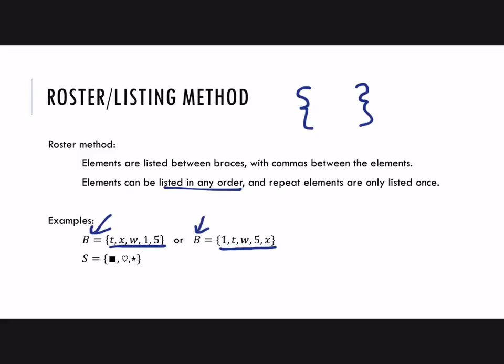Here's a second one, set S equals, and this one is the set of three different symbols, a square, a heart, and a star. Now this is the same as if we had some repeats. So for example, if I did square, heart, heart, star, that's still the same set. We just don't usually list the elements twice. We usually just list them once.